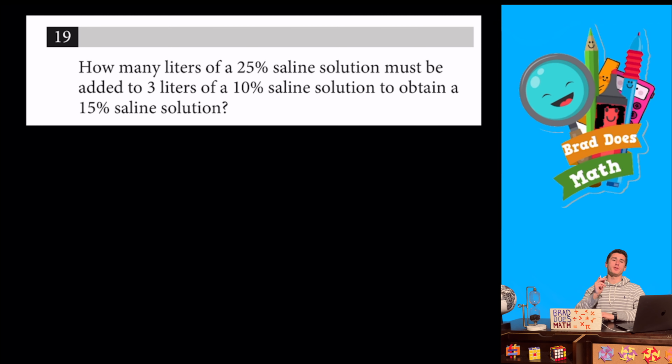This is probably the hardest question. We'll go over how many liters of a 25% saline solution must be added to 3 liters of a 10% saline solution to obtain a 15% saline solution. Anytime you're working with percentages, you multiply your percent by your total to get your fraction.